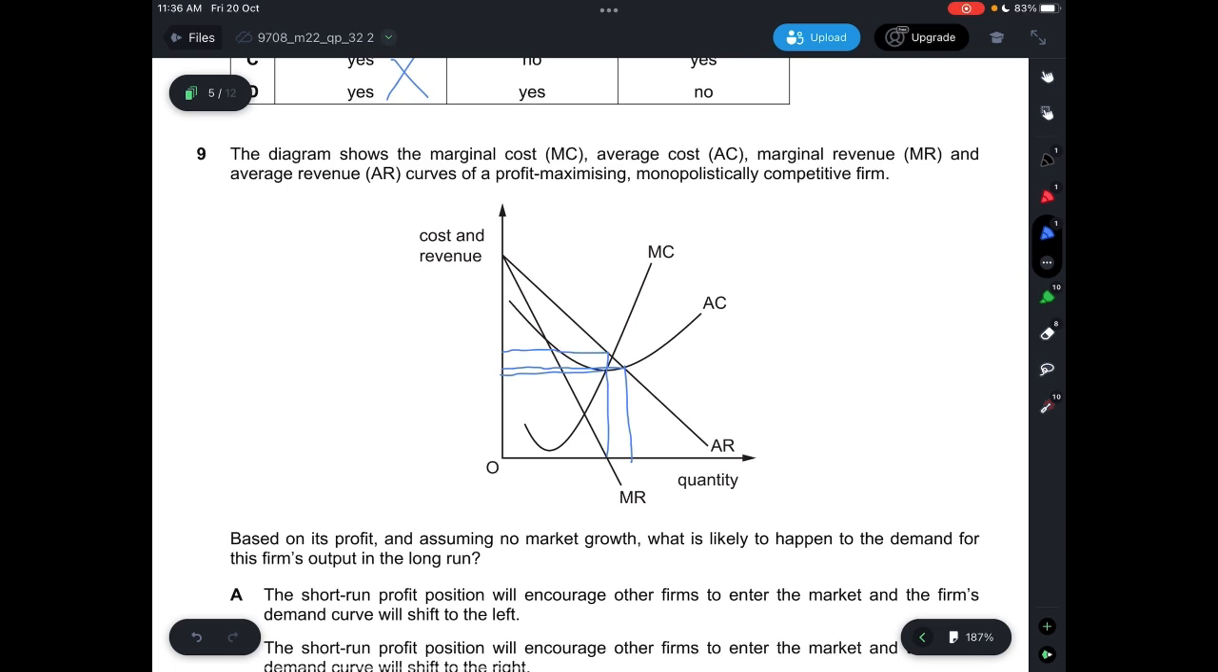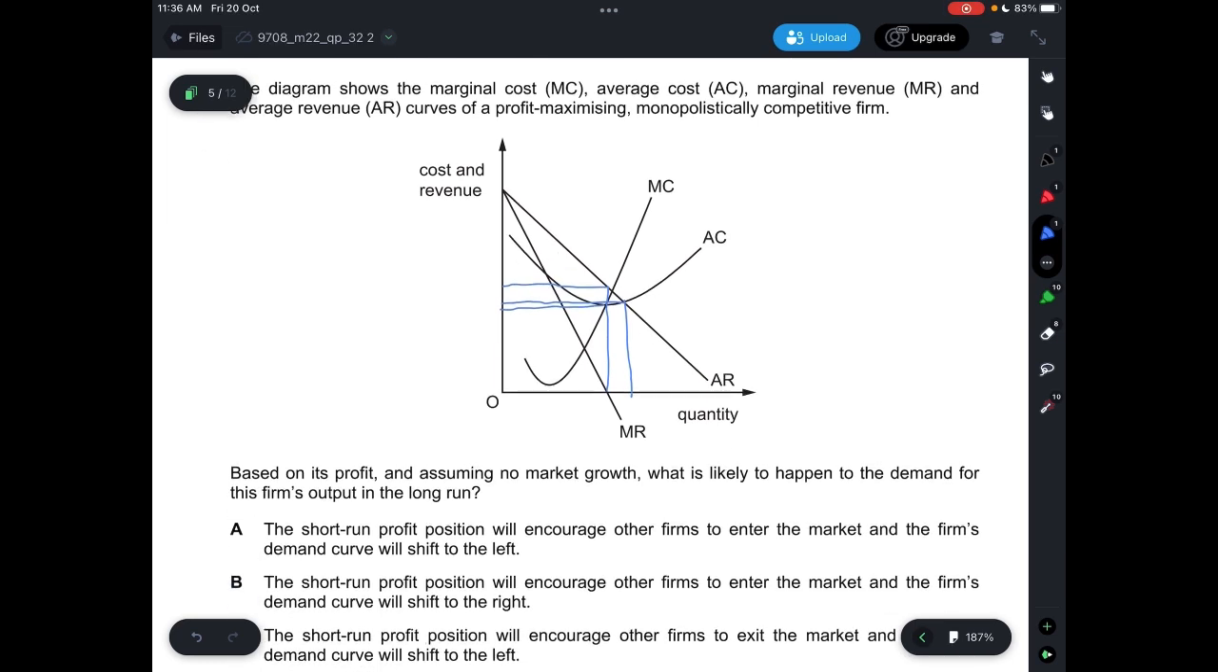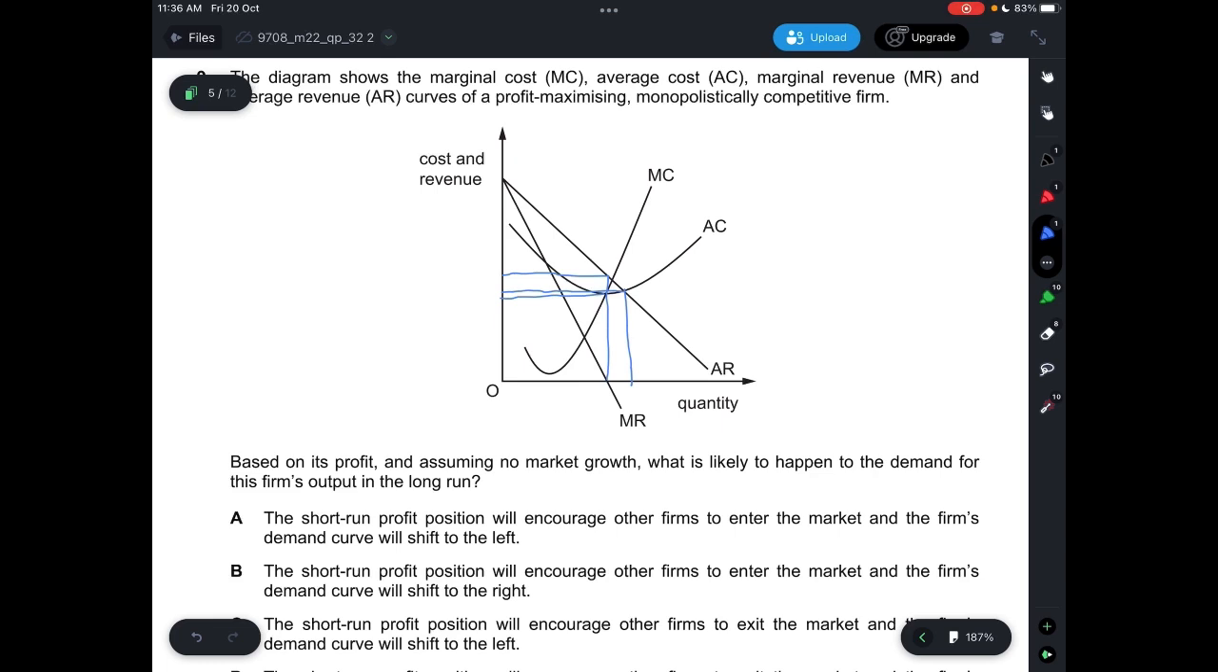Question 9, the diagram shows the marginal cost, average cost, marginal revenue, and average revenue curves of a profit-maximizing monopolistically competitive firm. Based on its profit and assuming no market growth, what is likely to happen to the demand for the firm's output in the long run? Okay, so there's no market growth and based on its profit. So if it's a profit-maximizing firm, it will always be MC equals to MR, which is this point. All right, and then this is the amount that you earn.